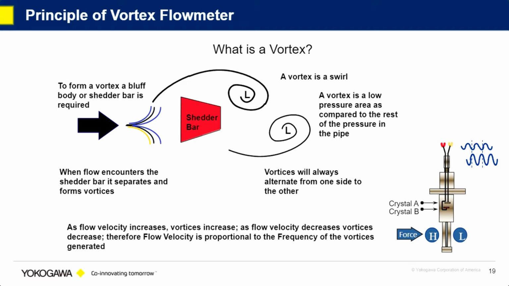So as flow is hitting the shutter bar and vortices are being generated, you have a low pressure vortex on the right side, your higher line pressure on the left. So it's going to want to physically stress that bar from the left to the right. It's putting a stress on the crystals, which in turn are giving us a pulse output. When the next vortex is formed on the other side, that high and low will swap, again stressing the bar and giving us a pulse output. So every time a vortex is formed, it's stressing the bar and giving us pulses, and those pulses are directly proportional to the velocity of flow.